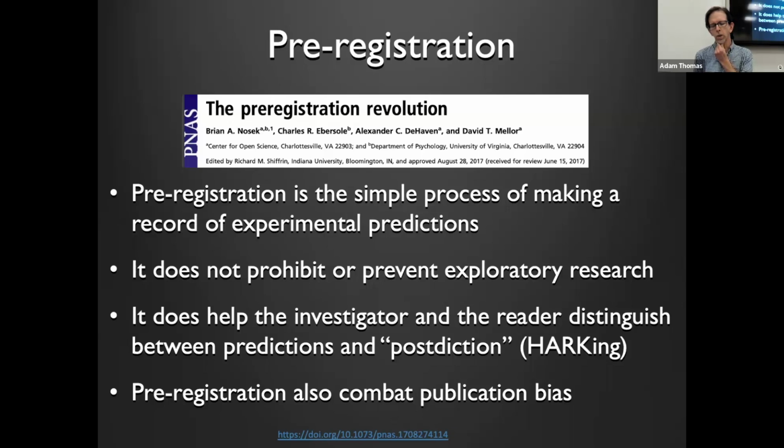And pre-registrations also combat publication bias. Publication bias being that we only publish the positive results, right? We don't say when things didn't work out, which leads to a lot of researchers doing the same failed experiment over and over again. If it's pre-registered, then you report the results as to what didn't work.